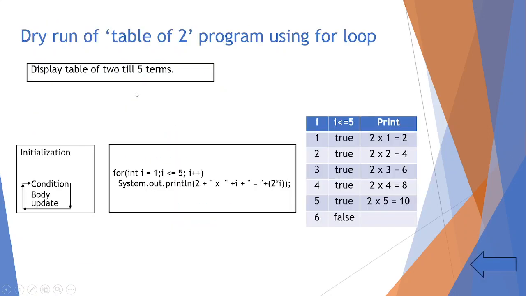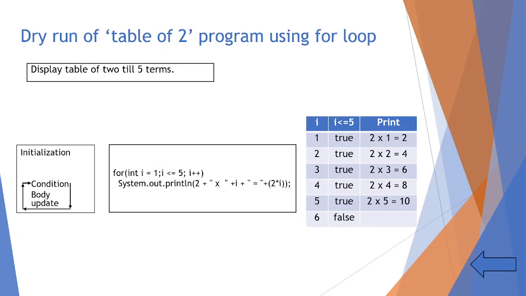Table of two program. We are trying to display the table of two till 5 terms, 10 terms, 100 terms. But here I'll explain the process with 5 terms. With the help of just 2 lines of program, we can display the table of two for 20 terms, 100 terms, any number of terms. For that, initialization: int i is equal to 1, i less than or equal to 5. That means this loop works 5 times. 5 times it gives a true condition.